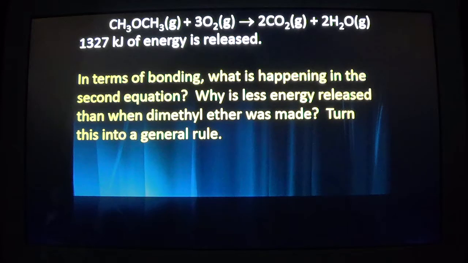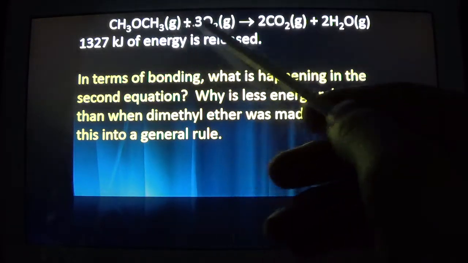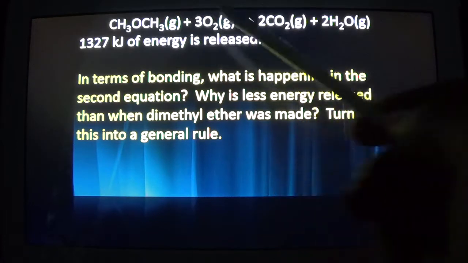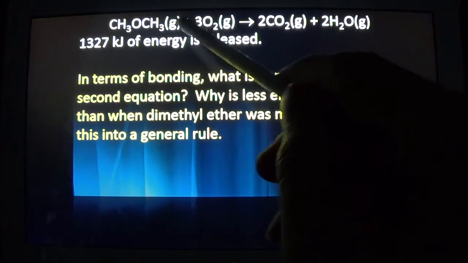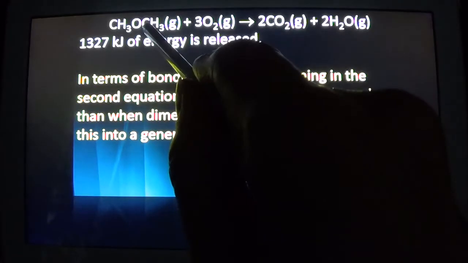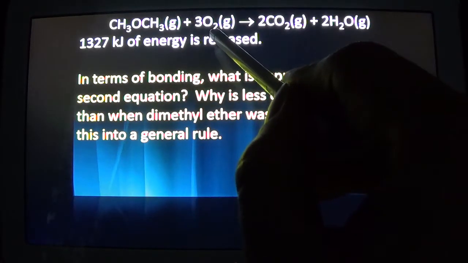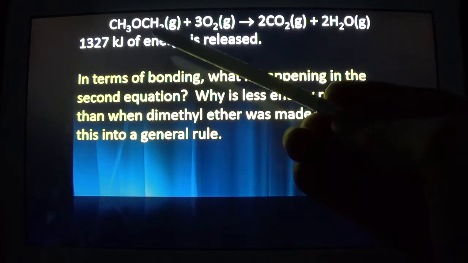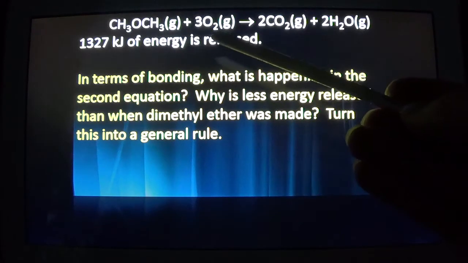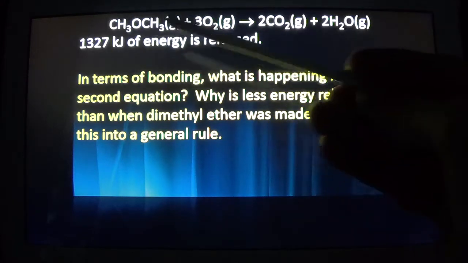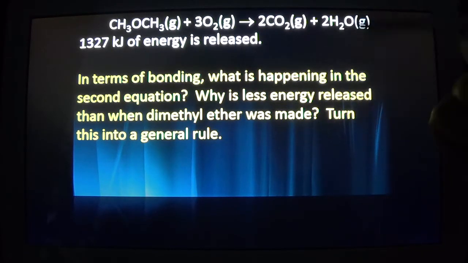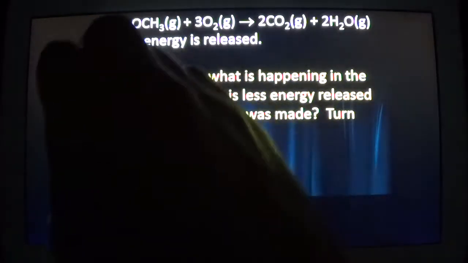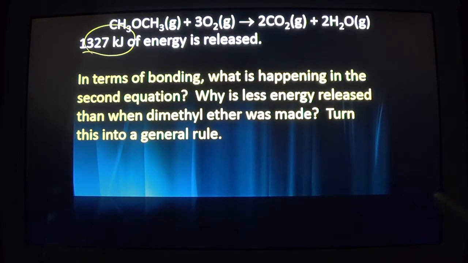Now let's look at the second equation. In terms of bonding, what's happening? Will I be putting these together and making some bonds? Well, yes, I would be. But at the same time, the products are not just this dimethyl ether with this oxygen forming these two products. What has to happen for these products to form? Our dimethyl ether has to be broken apart, and then parts of that combine with oxygen to make carbon dioxide, and parts of that combine with oxygen to make water. So here we have both the making and breaking of bonds. And notice how the energy associated with this equation is less.